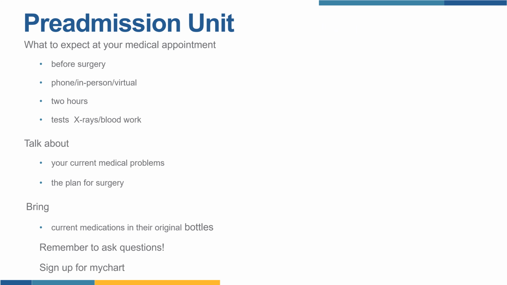Before your surgery, you will have an appointment with the Preadmission Unit or PAU. This is a medical appointment that is either done over the phone or in person. This appointment can take up to 2 hours. You may need to have medical tests such as blood work or x-rays done.